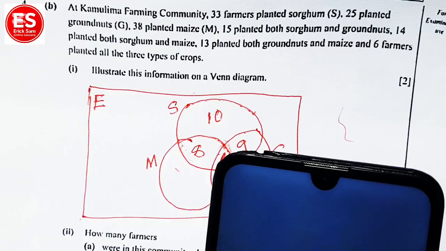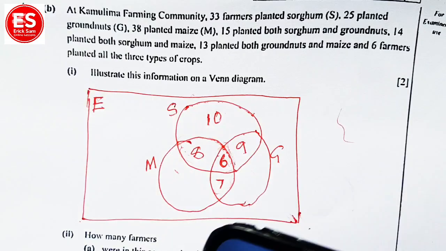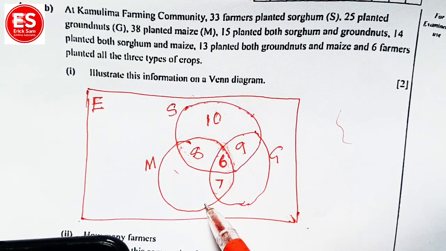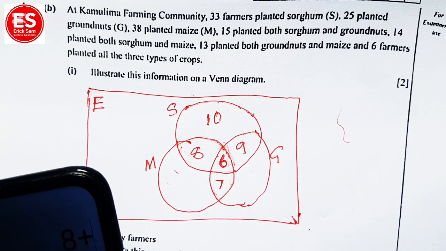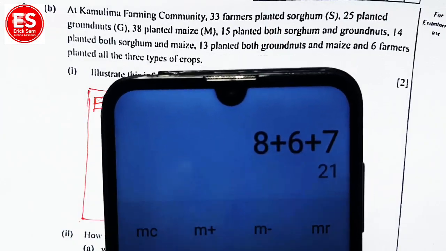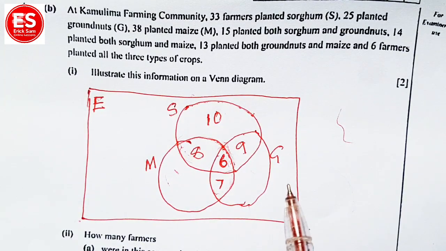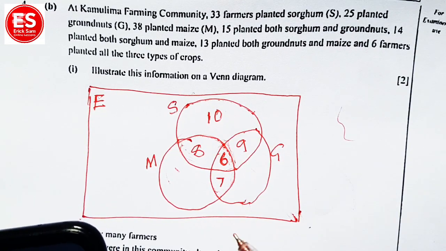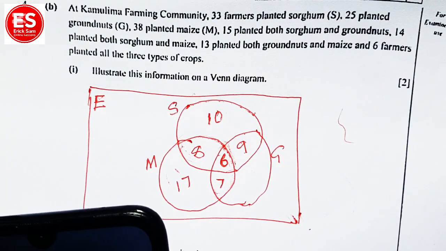Okay, you go to the next set, 38 planted maize. You go to the maize set, then you add also these numbers that are already in the set. 8 plus 6 plus 7, 21. Then you are going to subtract 21 from 38. You're going to remain with the 17 there.